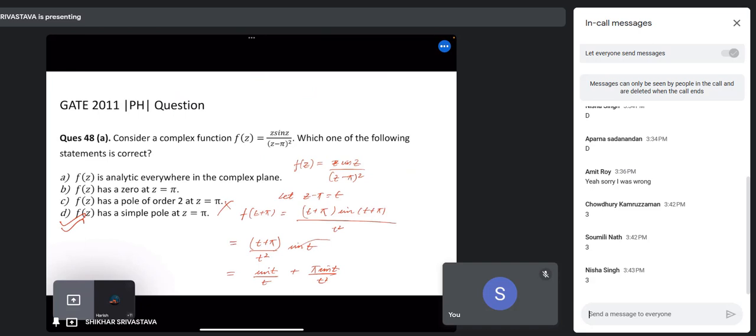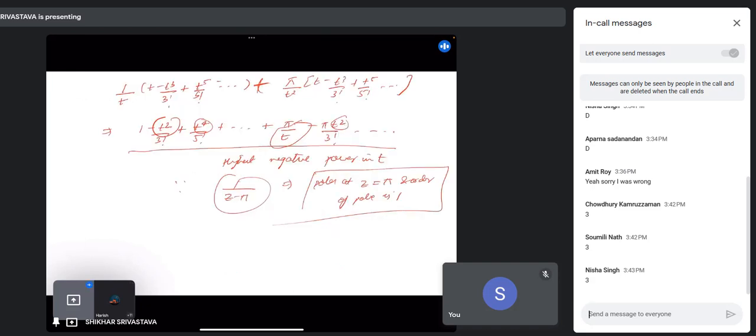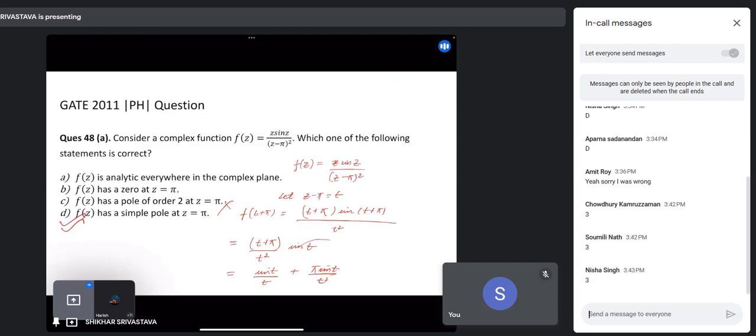Or you could have also used this formula. I've not tried it using this, but you can just try whether using this formula you can also find it out.